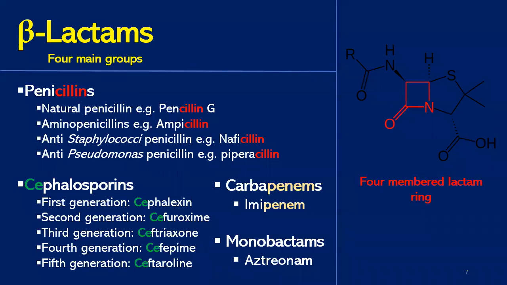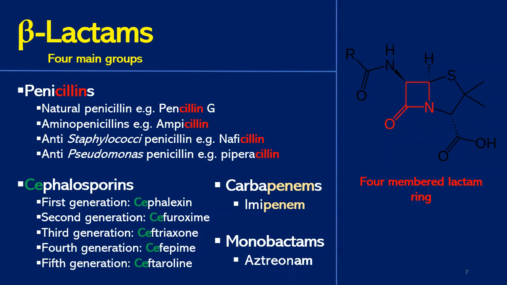Now, regarding the beta-lactams, we have 4 main groups: the penicillins, the cephalosporins, the carbapenems, and lastly, the monobactams. And as we had in the previous presentation about some highlights of the beta-lactams, you're going to find this beta-lactam ring shared between all the beta-lactams. So this is the active moiety that exerts the antibacterial effect.